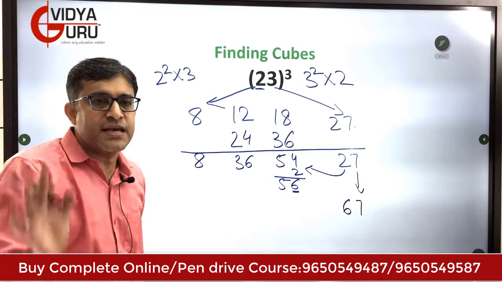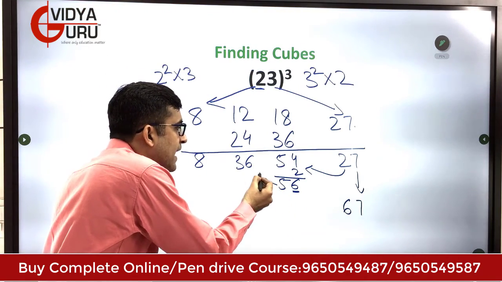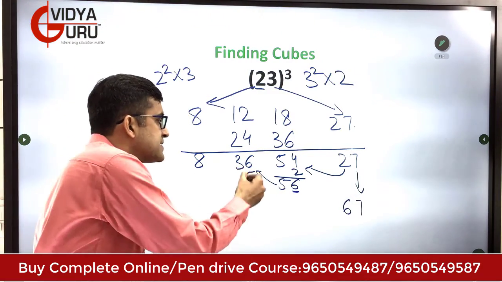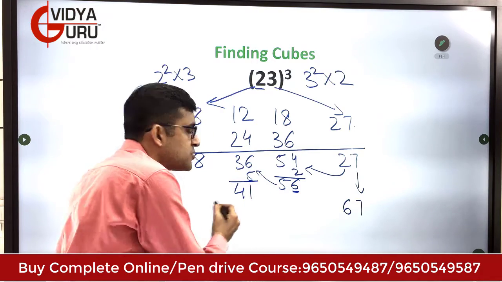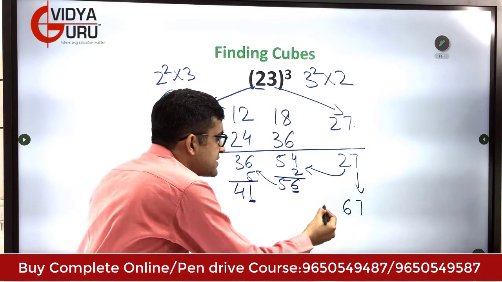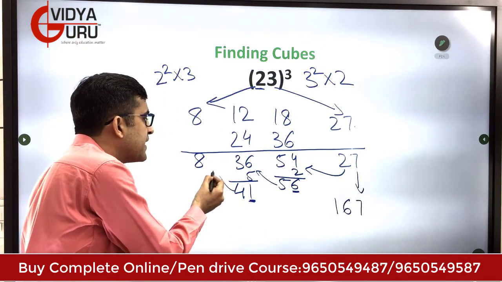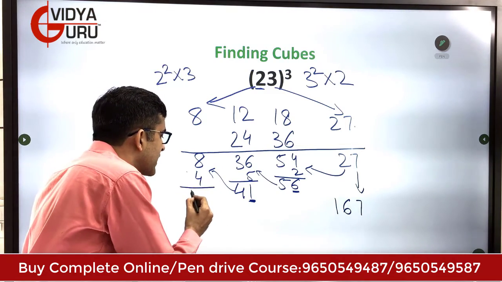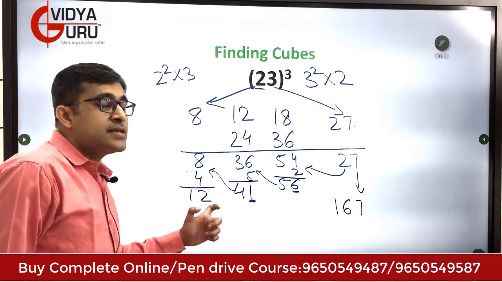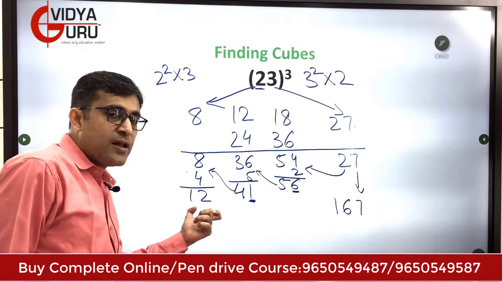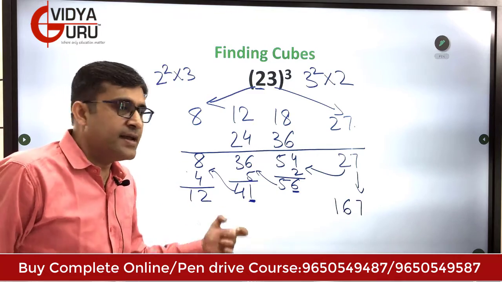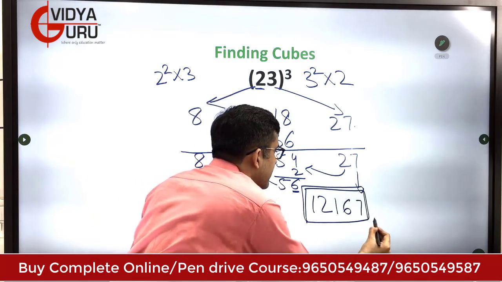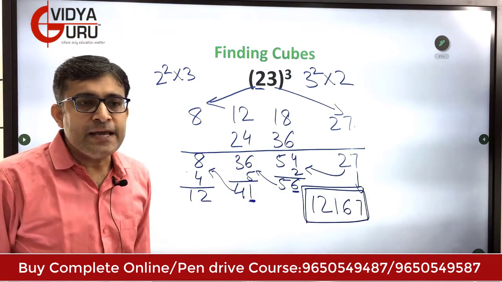The units digit 6 is written. Now this 5 will be carried forward and it will get added to 36. So 36 and 5 gives me 41. I will once again write the units digit 1 and this 4 will be carried forward. 8 and 4 get added. I get 12. So there is nothing to carry forward to. So this 12 is the last value and I am going to write it as it is. So 12167. That is the cube of 23.